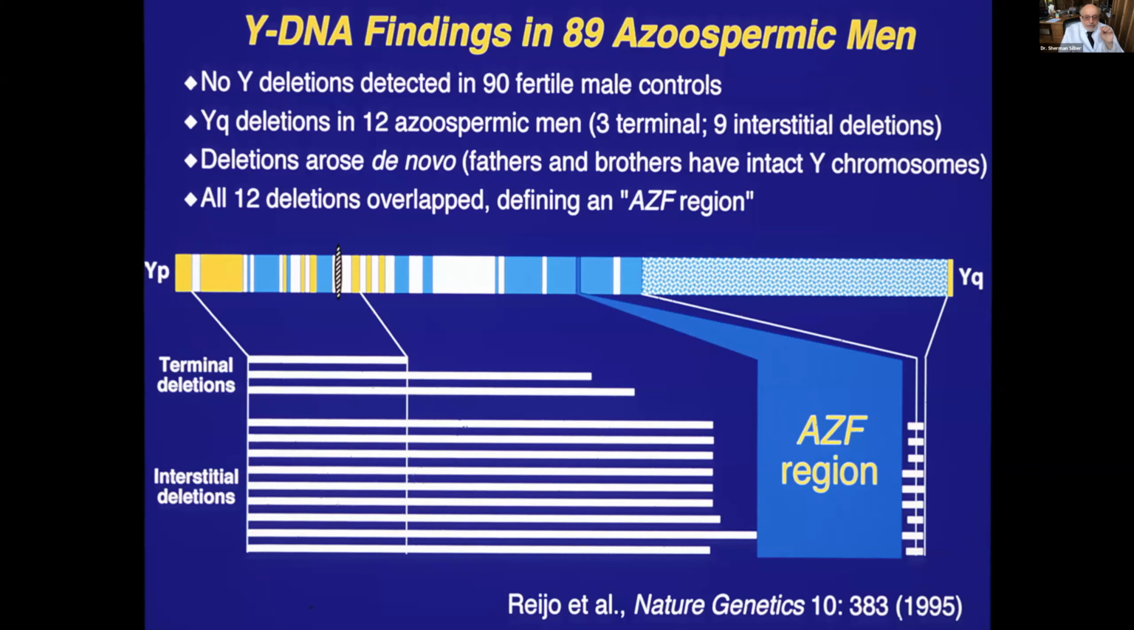Anyway, there were no deletions detected in 90 fertile males, but we detected these deletions in what we call the AZFC region in 13% of azoospermic males. And that was the origin of the AZFC deletion. However, then we got into much more detail because this mapping program was maybe 1 marker every 30,000 base pairs. So, I mean, you're like trying to find a needle in a haystack.